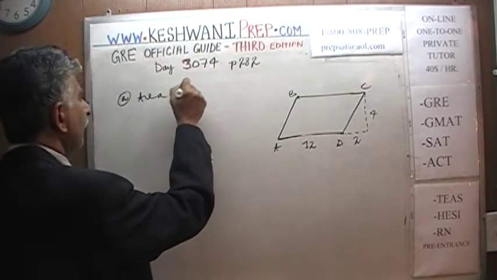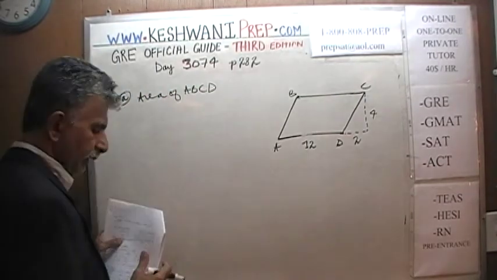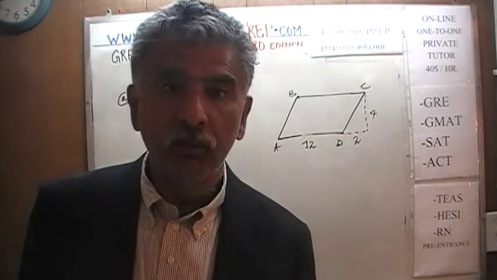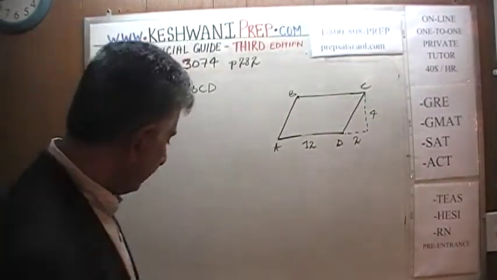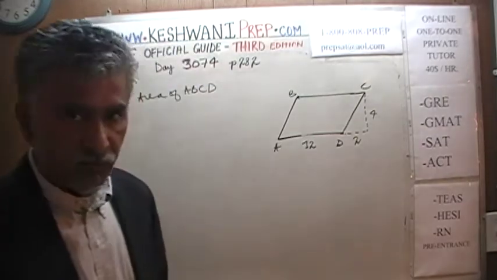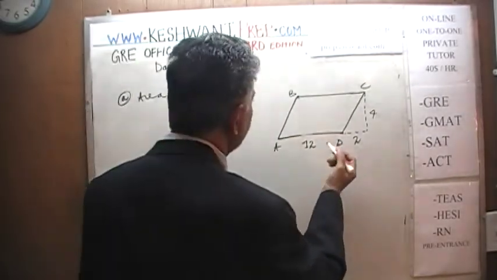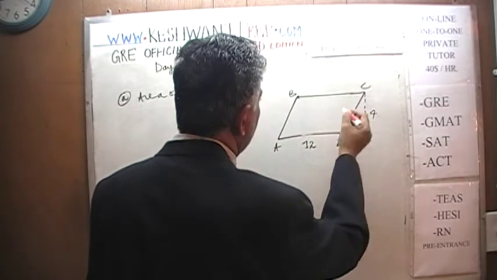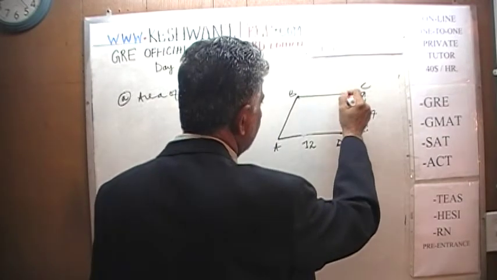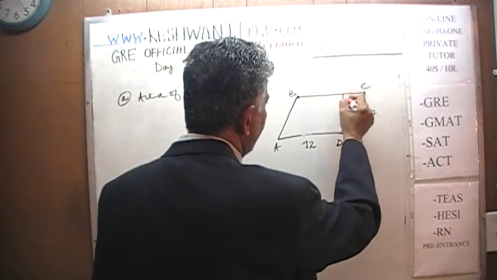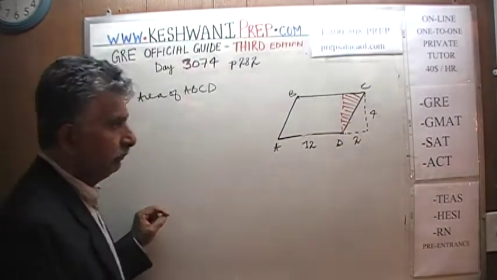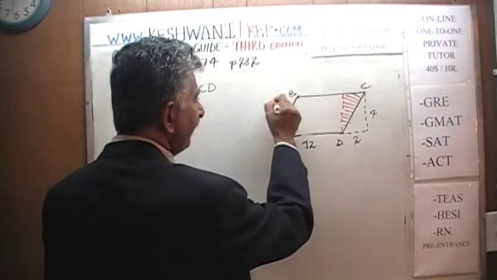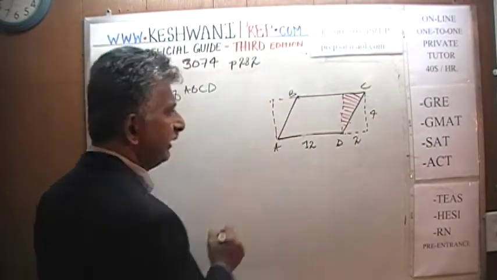Area of ABCD. How are we going to find the area of the parallelogram? Well, in order to figure out the area of the parallelogram, this is what we need to understand. Okay, listen carefully. We have two choices. We can either pick up this triangle right here. Picture it in your mind. Pick it up and flip it here. And it will fit right in here.